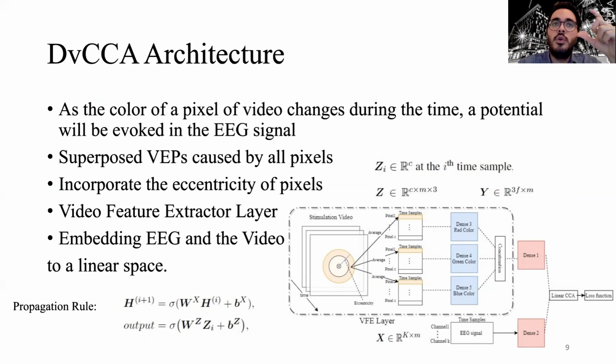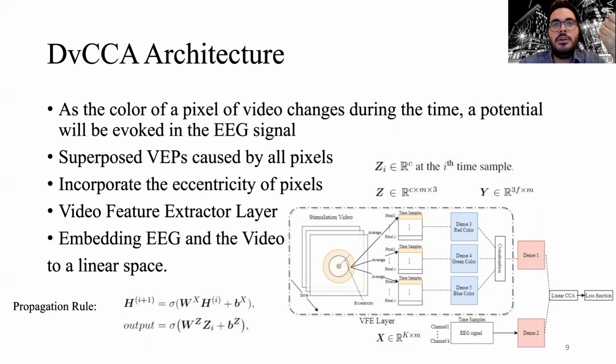In other words, those pixels which have the same distance from the focal point are located in the same group. Time signals corresponding to pixels in each group are averaged to generate a tensor Z, which has 3 dimensions. C is the number of groups of pixels, and the Z matrix is fed to 3 independent, fully connected neural nets, which are main parts of the video feature extractor called the VFE layer.